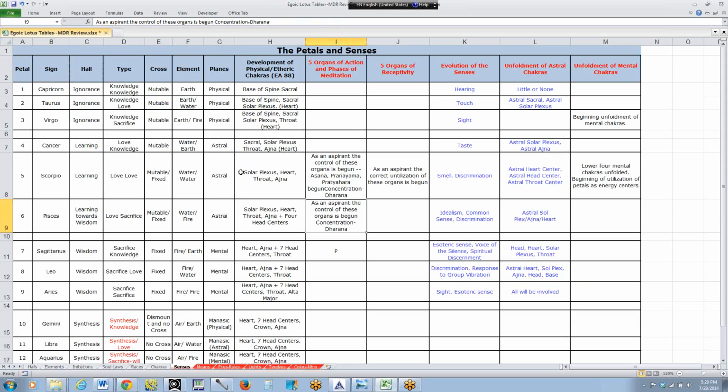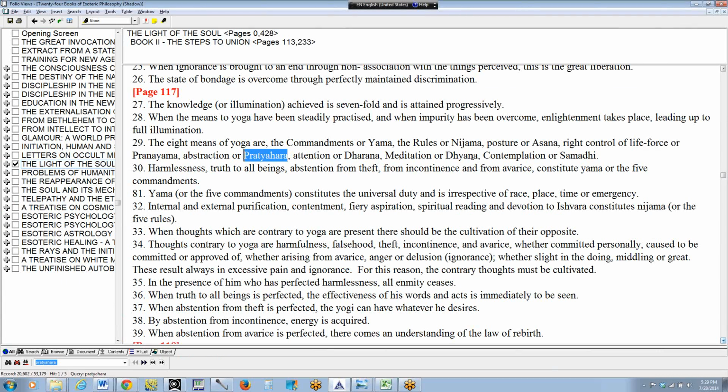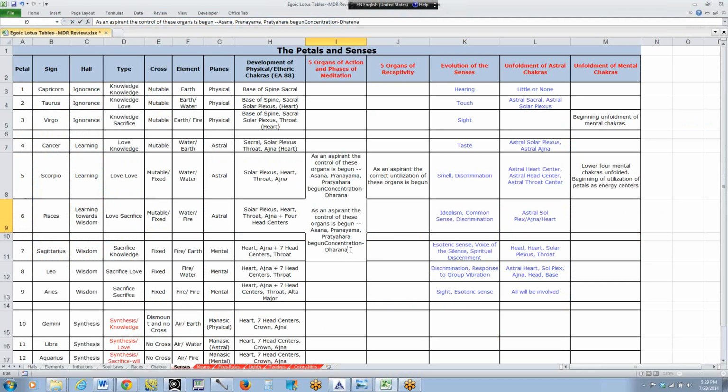You know, you have to maintain your asana. Your control of the vital airs becomes ever greater through pranayama, and your ability to abstract, that can lead all the way to the monad, actually. So all of these continue. In petal number 6, let's just say we add what's called dhyana. Okay, so begun concentration, and we add dhyana, meditation.